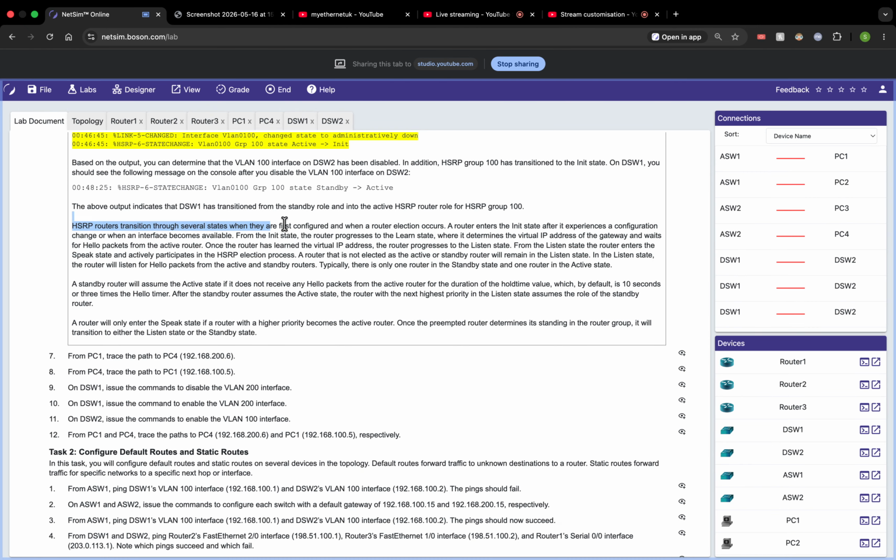we can now see that it's active for both now. Active on group 200, active on group 100. Brilliant.